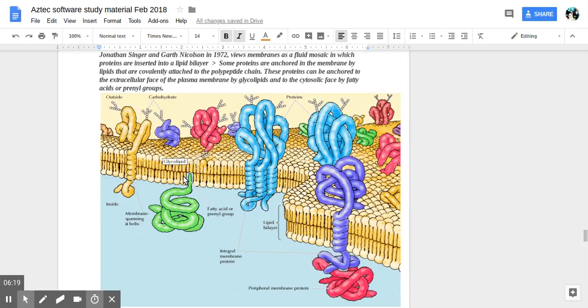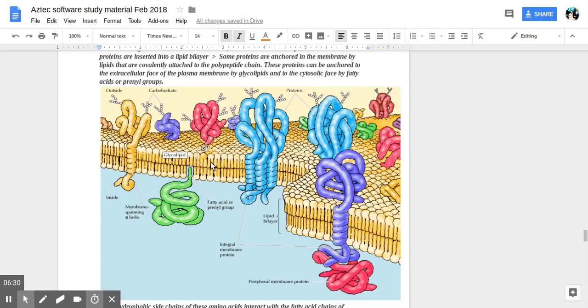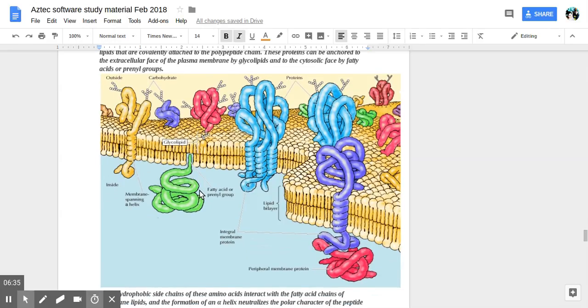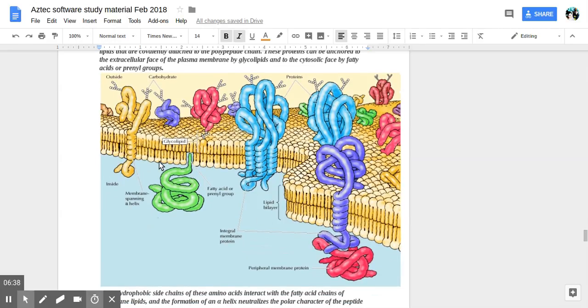Proteins can be anchored to the extracellular face of the plasma membrane by glycolipids, which bind to lipids, and the cytosolic phase by fatty acids or prenyl groups. So shown are some examples of proteins. These are carbohydrates, membrane spanning alpha helix, fatty acid prenyl groups, integral membrane proteins, peripheral membrane proteins.